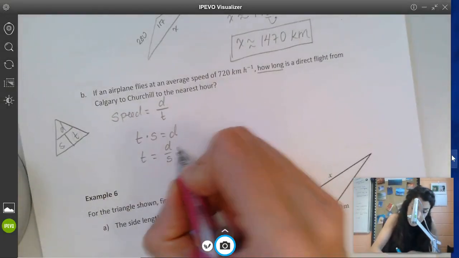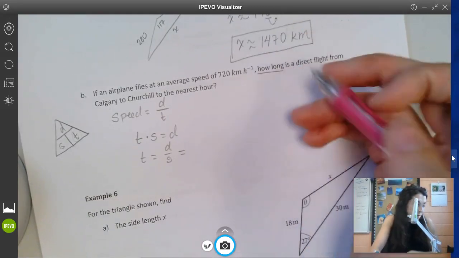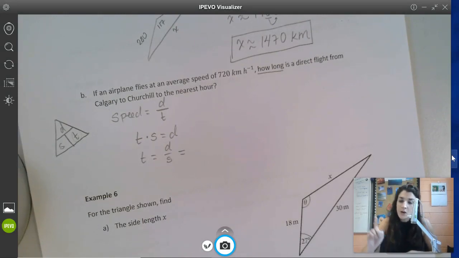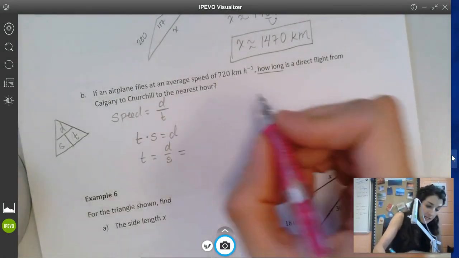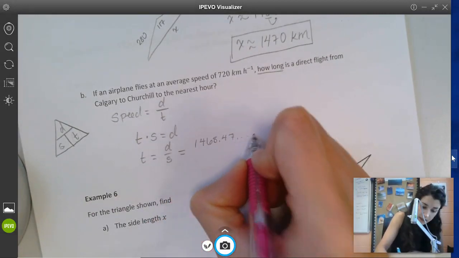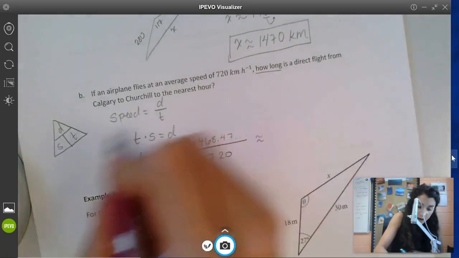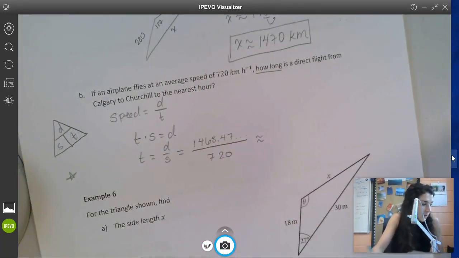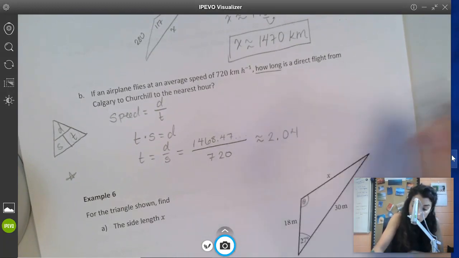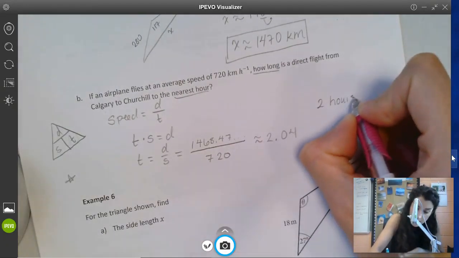So if I wanted to find time, I need the distance over the speed, and the distance that I travel from Calgary to Churchill is this guy right here. I'm going to use my exact value and not my rounded value because I am a smart math student and I know the importance of being specific. So I'm going to use the exact value, 1468.47, yada, yada, yada, divided by the speed, which is 720, which gets me approximately what? We get approximately, to 3 sig figs, 2.04, but it does tell us to the nearest hour, so I would have also accepted 2 hours as your answer.